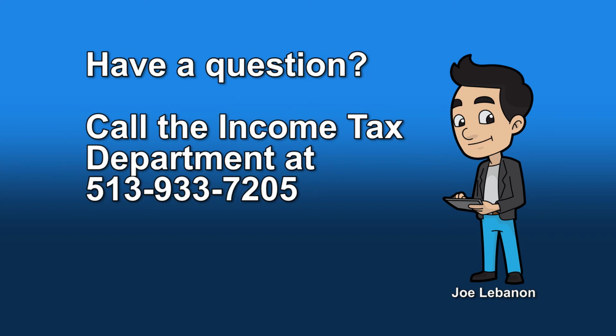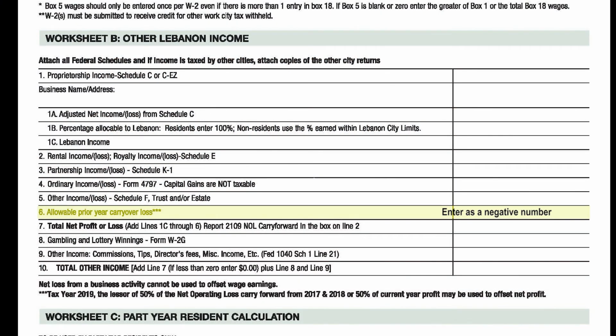Again, please feel free to contact the Income Tax Department to discuss your prior year accrued losses and how much of them are available to use. If you use a loss, please enter it as a negative in line 6 and sum lines 1 through 6 on line 7. If you are not using a prior year loss, or the sum of lines 1 through 5 are negative, put the sum of lines 1 through 5 on line 7.